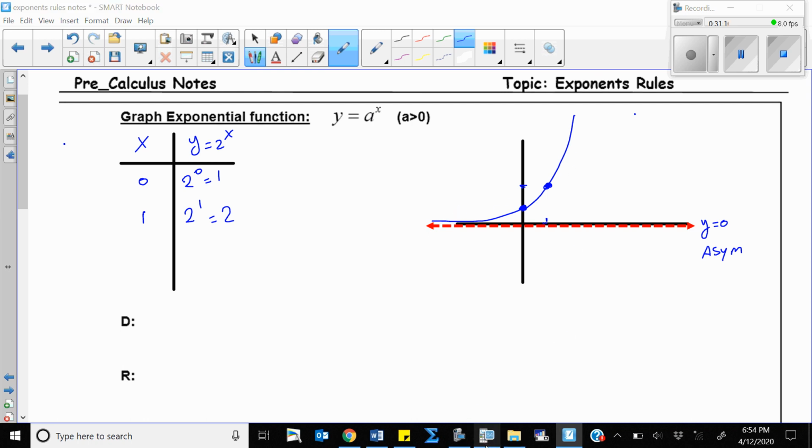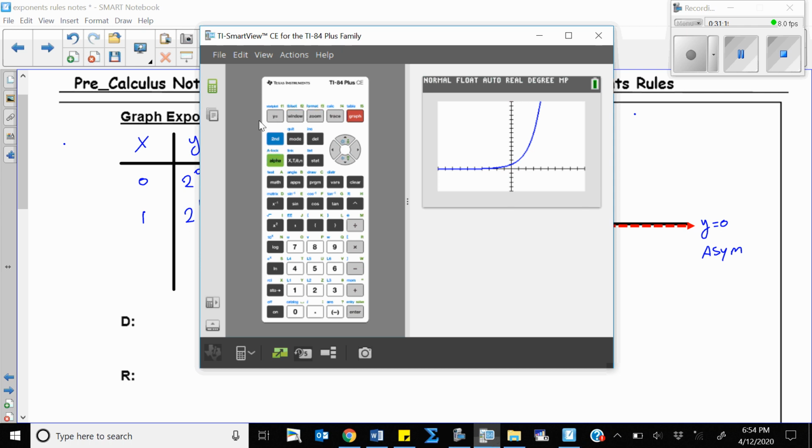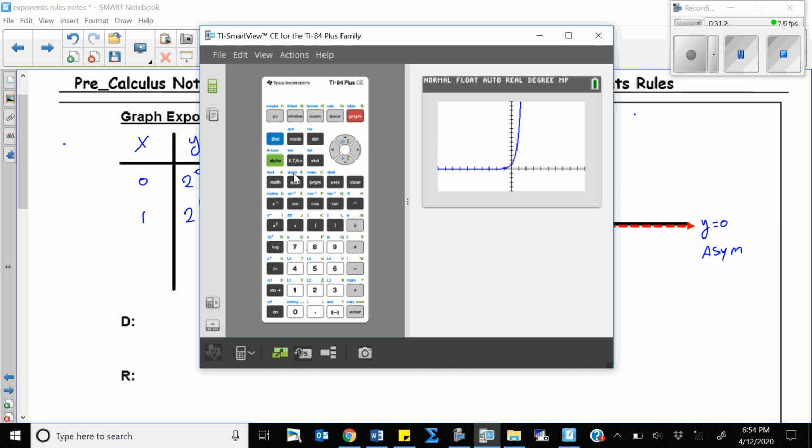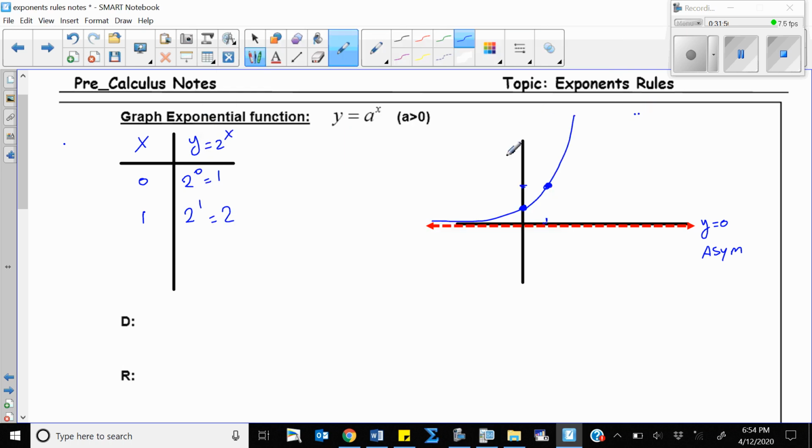So let's change this function. Instead of 2, I'm going to write 9. So this is 9 to the power of x. As you see, again, the graph is going to look the same way, just with a little bit of stretch or compression. From the right side, always going up, and from the left side, getting close to y equal to 0 but never passes this line. So this is the general form of the graph.